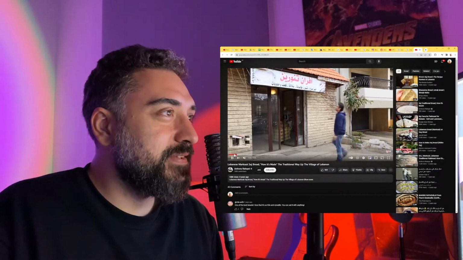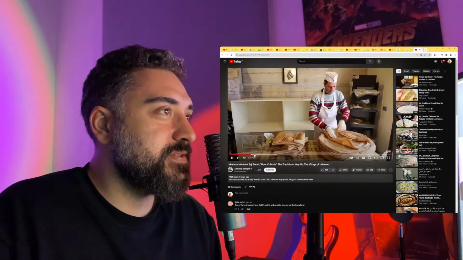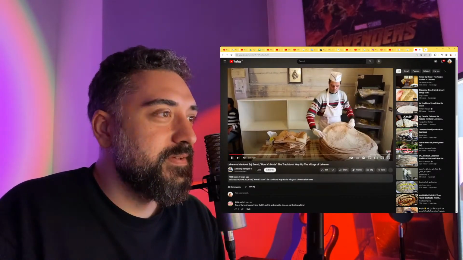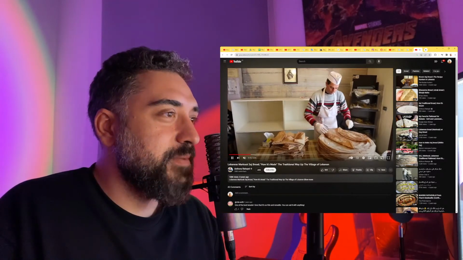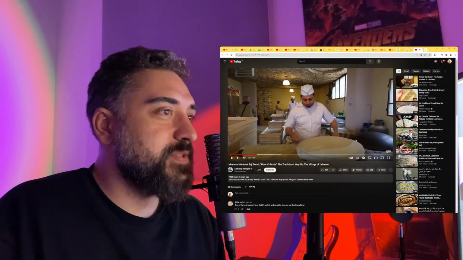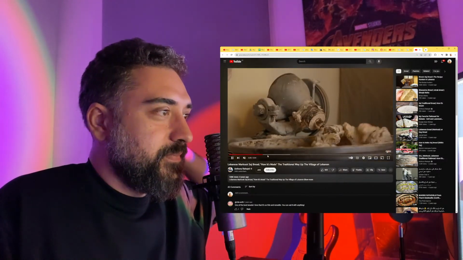Oh, this is here. This is in Lebanon. Look how massive that piece of bread is. And he basically has to fold the whole thing like that so he can pack it. And that's how it's made. It's made on this. This is a saj, is what we call it.